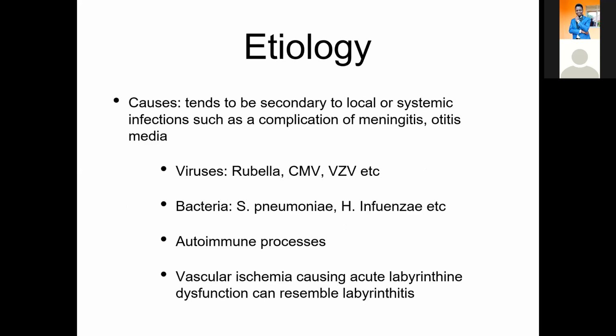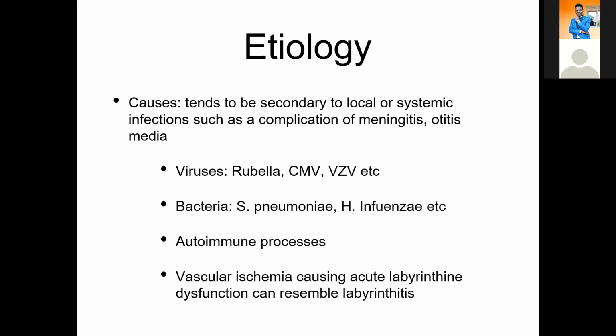The causes: usually it tends to be secondary to local or systemic infections. It can be a complication of meningitis, or, as we saw, a complication of acute otitis media. The organisms include viruses like rubella, CMV, varicella zoster, EB virus. Bacteria, we can have Streptococcus pneumoniae or Haemophilus influenzae. We can have autoimmune processes that end up affecting the labyrinth.